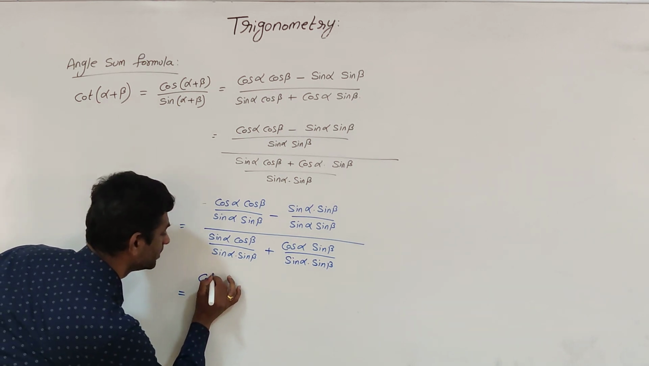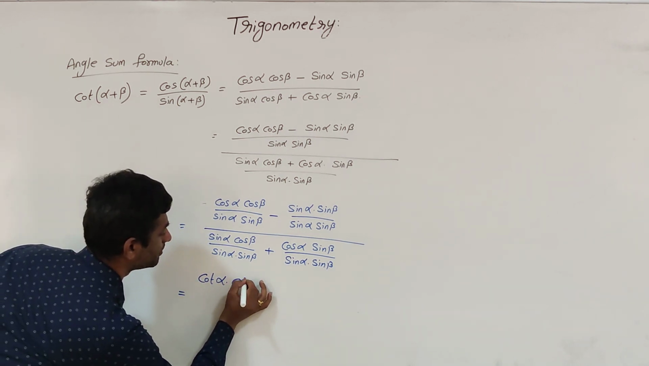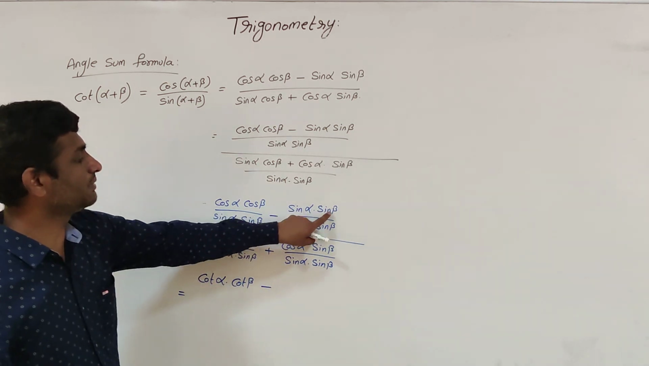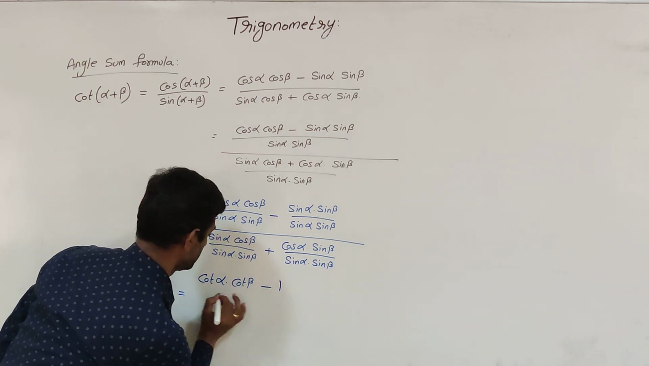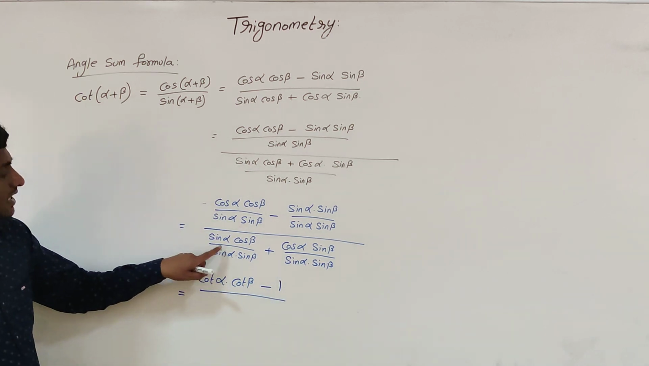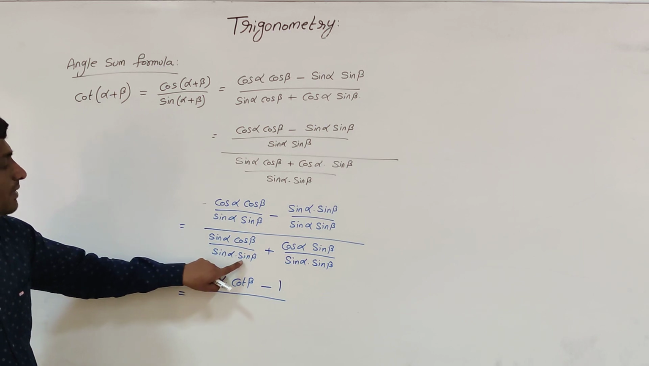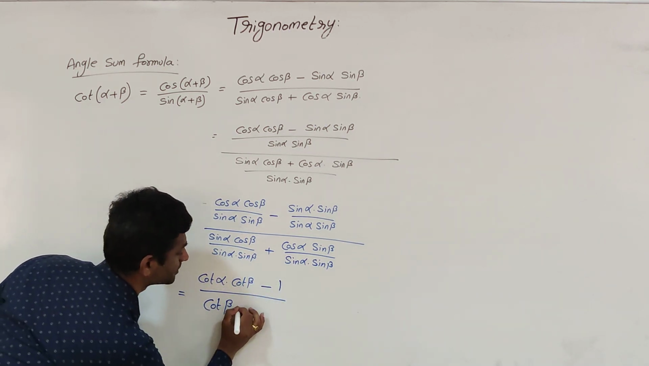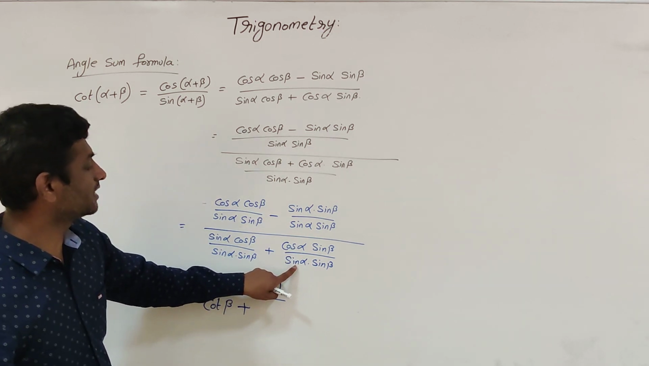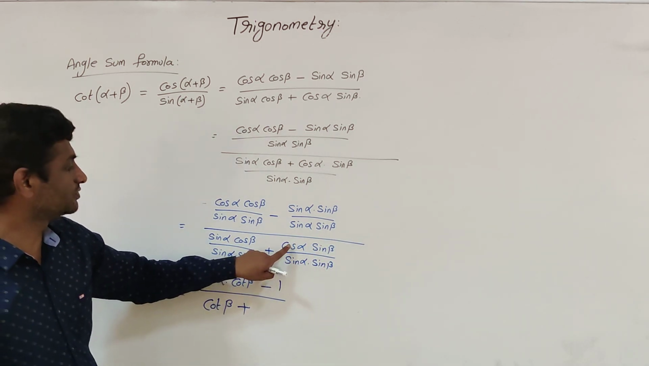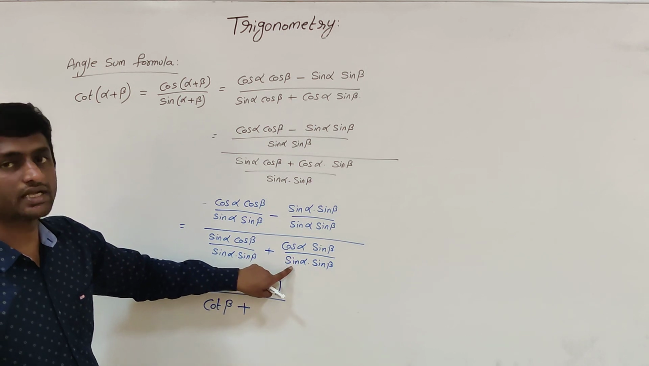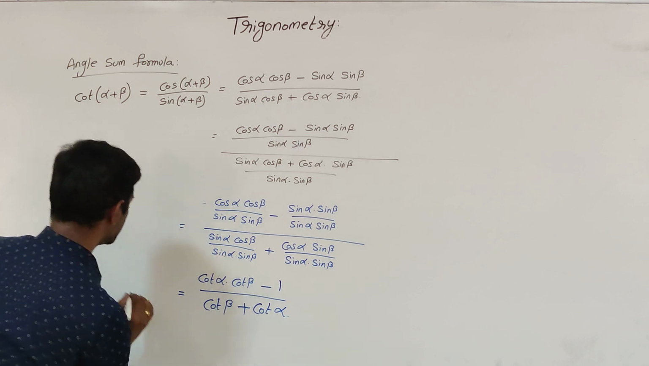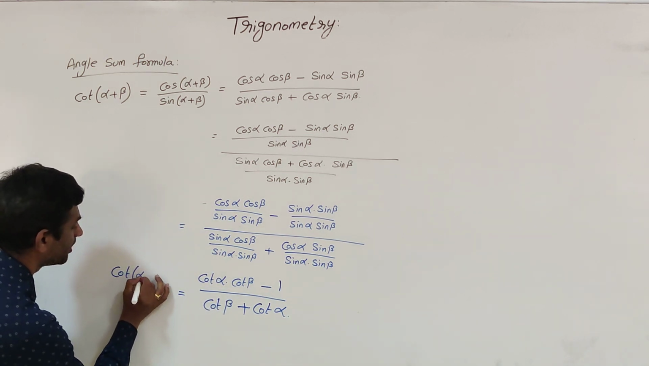So it will be cot alpha into cot beta minus sin alpha by sin alpha, sin beta by sin beta, which is 1, by sin alpha gets cancelled. Cos beta by sin beta becomes cot beta, plus cos alpha by sin alpha. Sin beta by sin beta gets cancelled, and the remaining will be cos alpha by sin alpha. Cos by sin becomes cot. So that gives the cot of alpha plus beta.